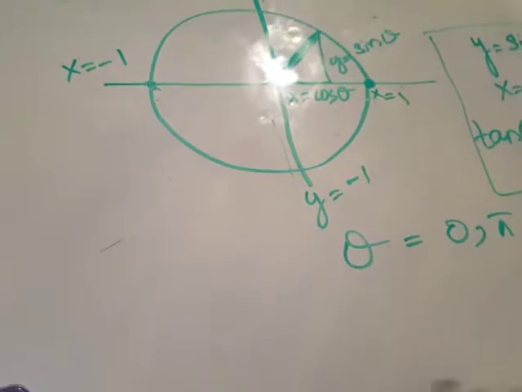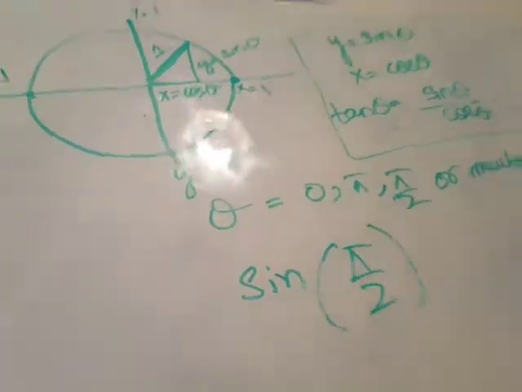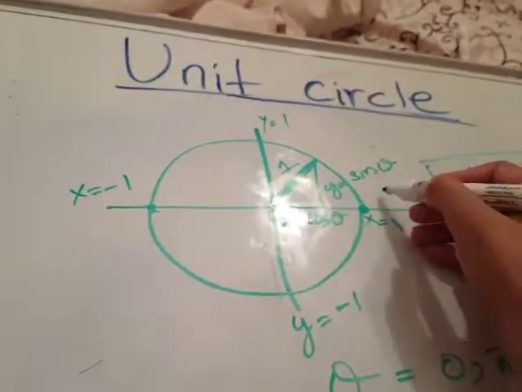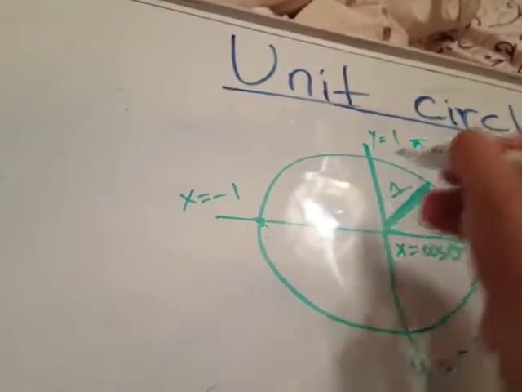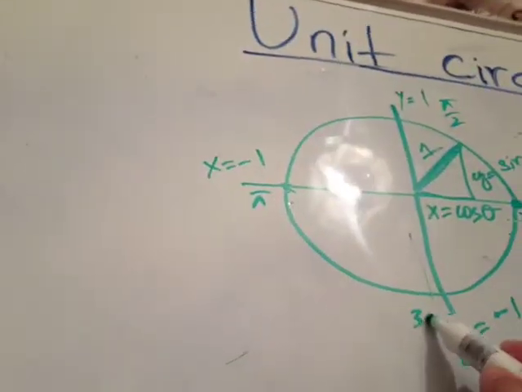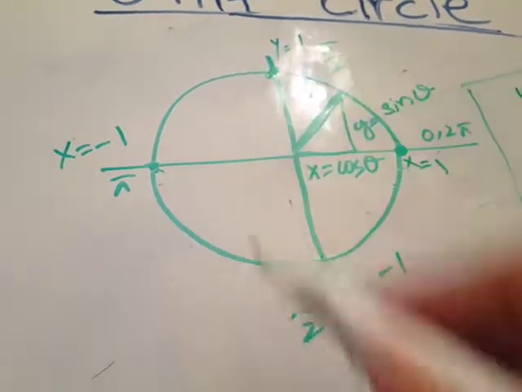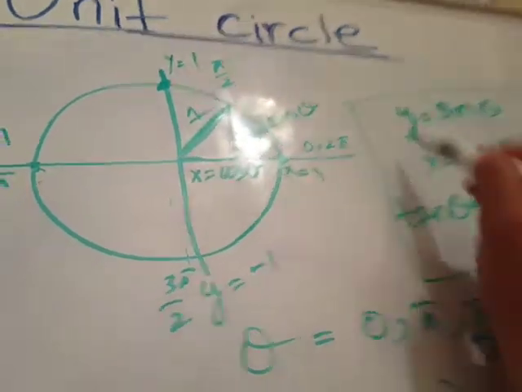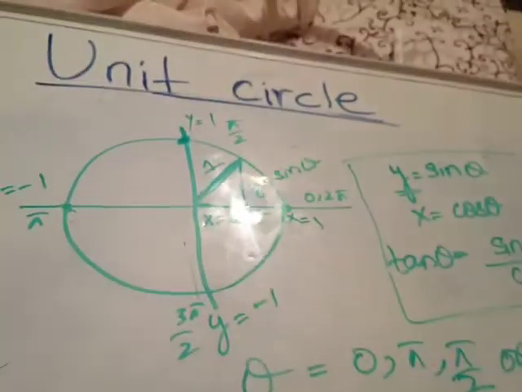For example, they give you a question that calculate the value of sine pi over 2, right? So what is pi over 2? This I told you that this is 0, 2 pi. This is pi over 2, this is pi, and this is 3 pi over 2, right? So this is pi over 2. What is the value of sine? Sine value is the y value, right? So what is the value of y over here? 1. So my sine pi over 2 is equal to 1.